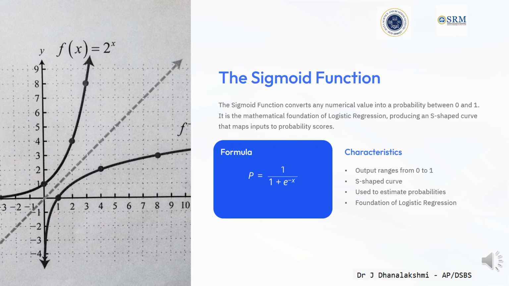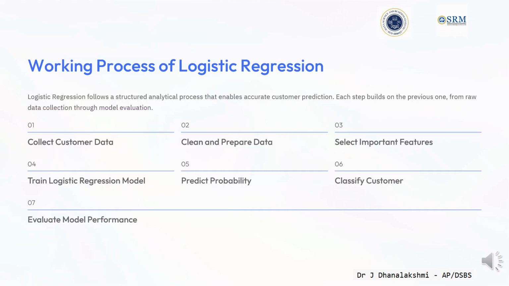Logistic regression follows a structured analytical workflow to generate reliable predictions. The process begins by collecting customer data and preparing it through cleaning and pre-processing. Important features are then selected to improve model performance. The logistic regression model is trained using historical data, after which it predicts probability values for new observations. Based on these probabilities, customers are classified into appropriate categories such as purchase or non-purchase. Finally, the model is evaluated to measure prediction accuracy and ensure reliable business decision-making.